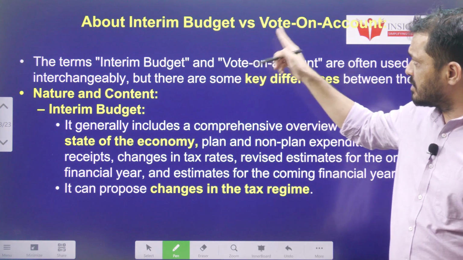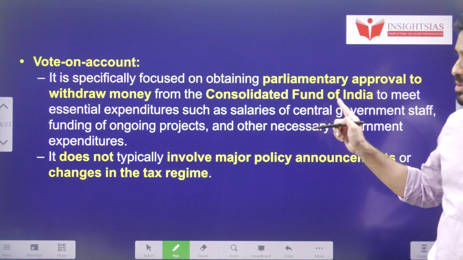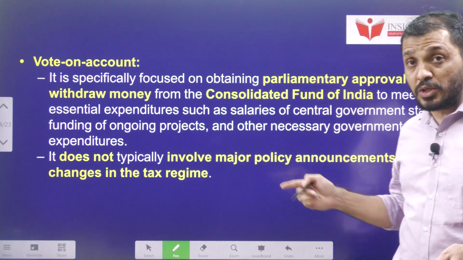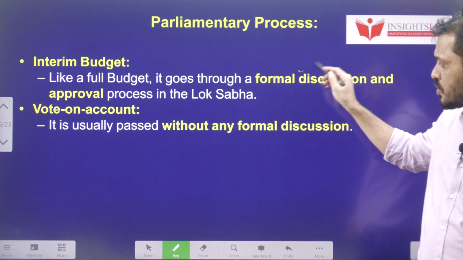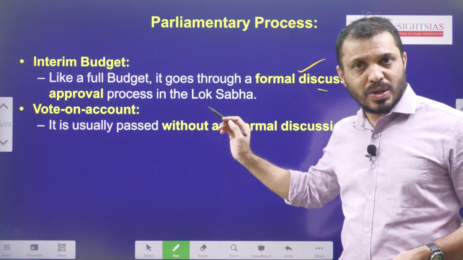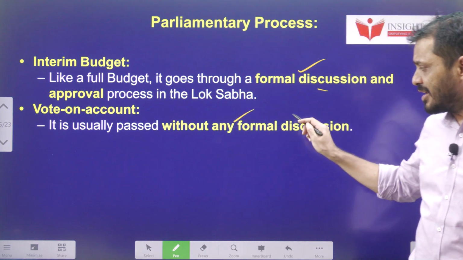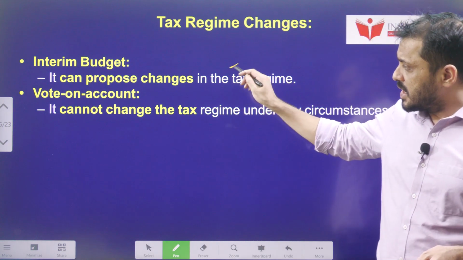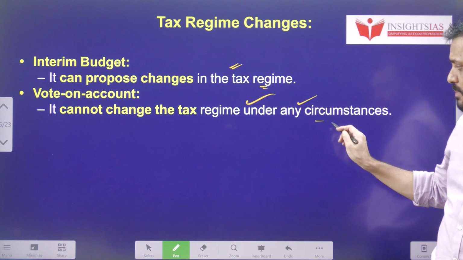And the difference between the interim budget and vote on account budget: the interim budget includes both income and expenditure sides, whereas the vote on account budget includes only the expenditure side, so it doesn't include any policy related changes. The interim budget goes through a formal discussion and approval process in Lok Sabha, whereas the vote on account budget deals with only small amounts and the expenditure side only, so it doesn't involve any formal discussion in the Lok Sabha. In the interim budget you can expect some policy related changes. In vote on account, no such changes can be observed.